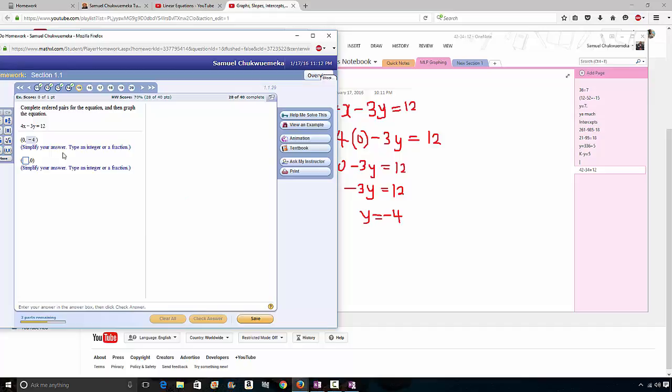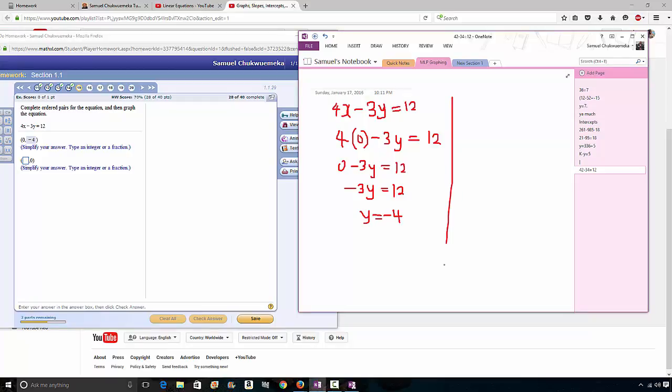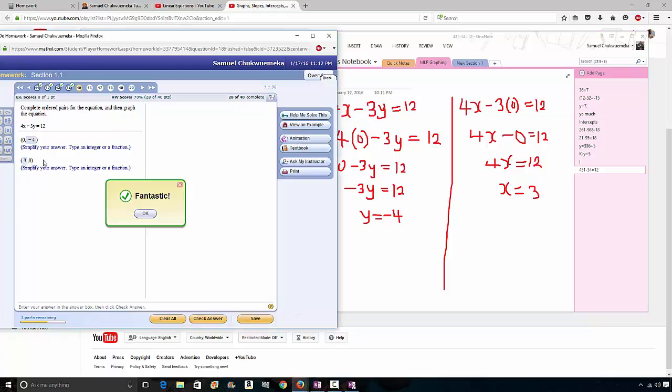The next one, when y is 0, what is x? So you can still do it like that. 4x minus 3 times 0 equal to 12. And this is 4x minus 0 is 12. So 4x is 12. Please view my videos on linear equations if you don't understand some of these steps. So x is 3. Okay, so this is 3. All right.